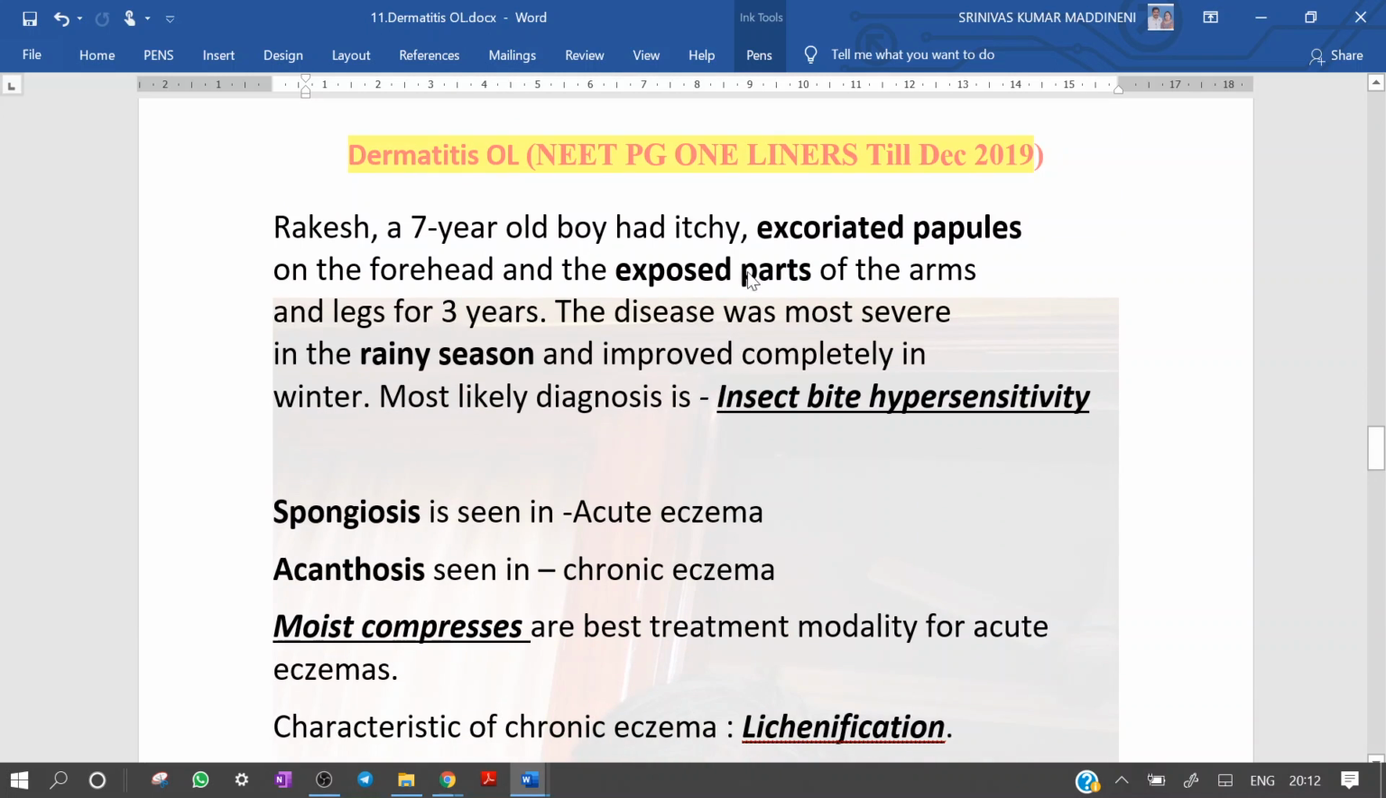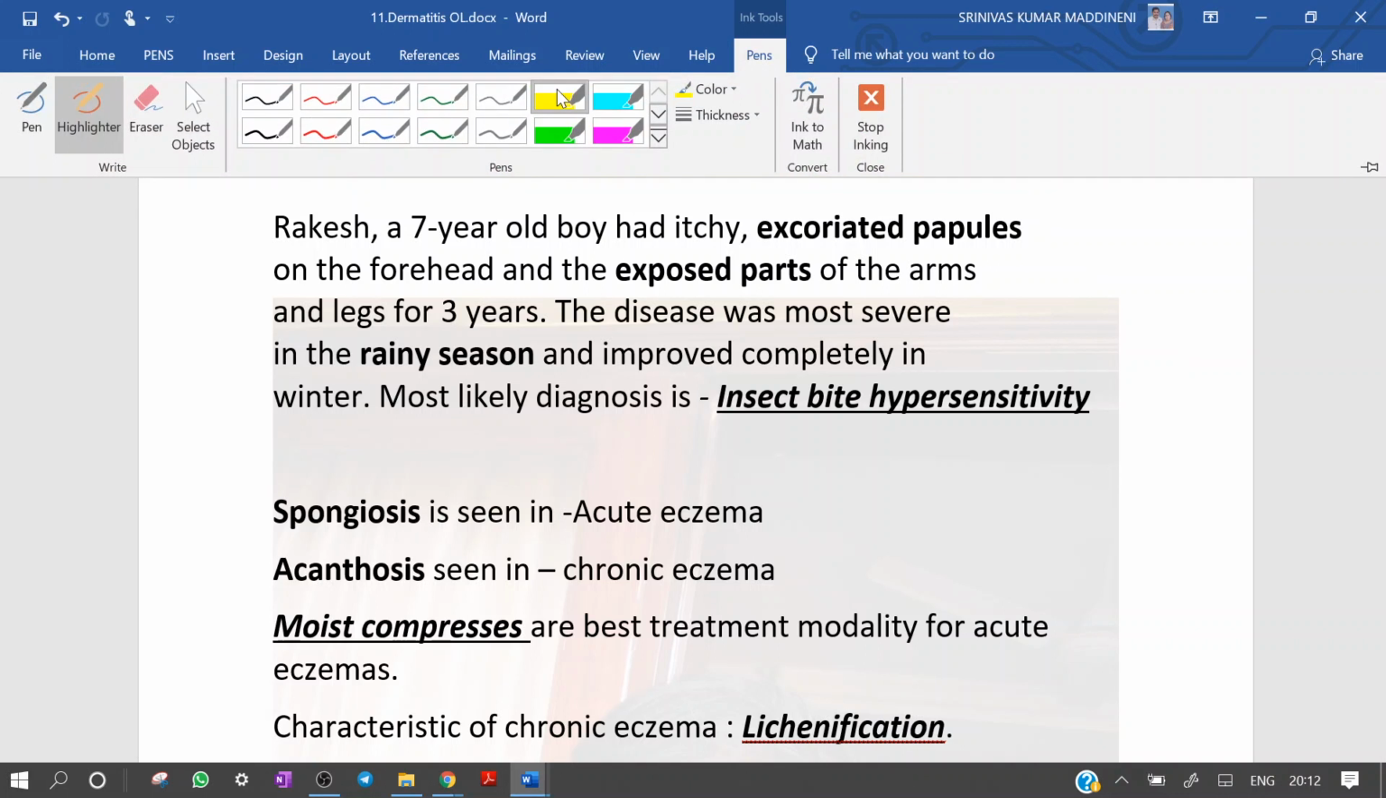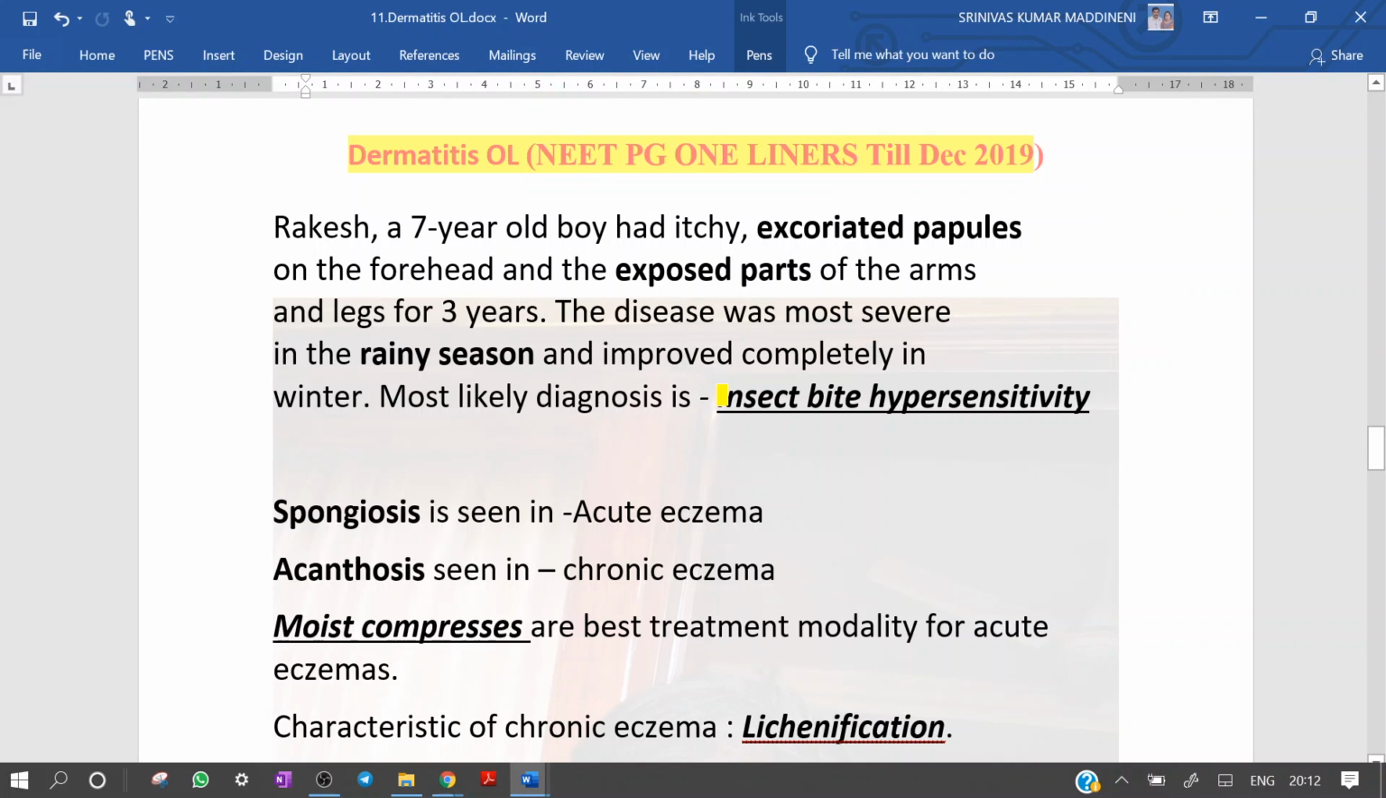Few case scenarios which are in favor of insect bite hypersensitivity have also been asked. This is also called papular urticaria. A 7-year-old boy presenting with excoriated papules on the forehead and exposed parts with seasonal variation. These are the pointers in favor of insect bite hypersensitivity or papular urticaria.